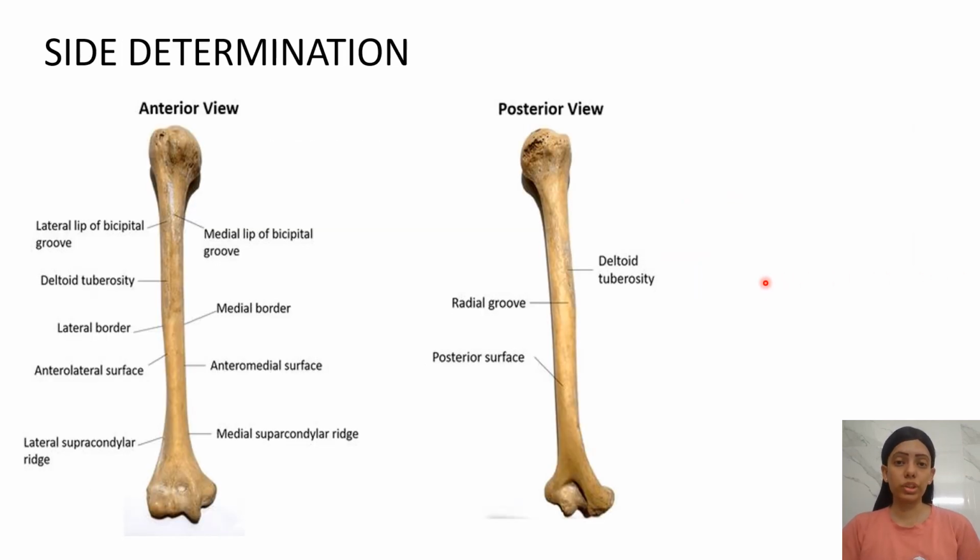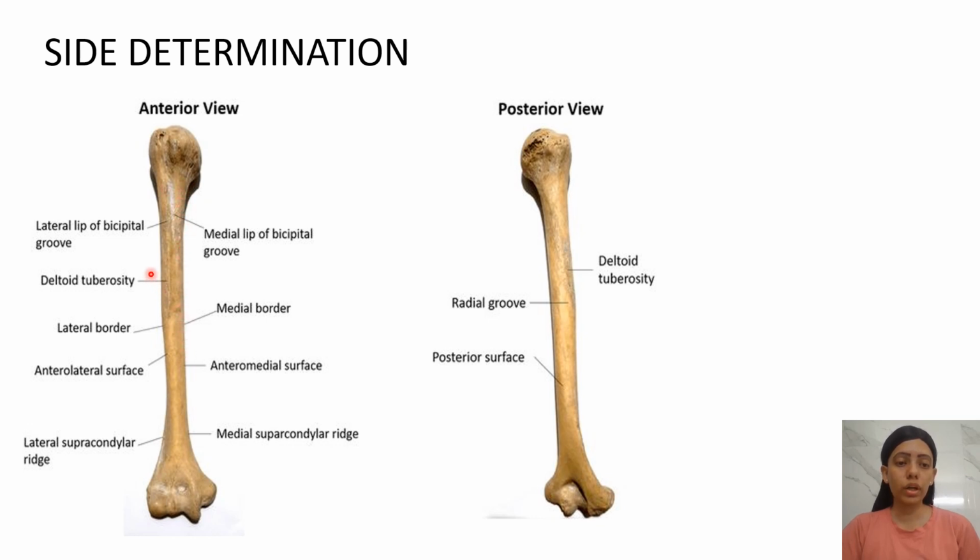Then side determination. You should identify whether the humerus is right or left sided, its upper and lower end, anterior and posterior view. This is the upper end, which is rounded to form the head. The lower end is expanded from side to side and flattened from before backward. The head is directed medially, upward and backward. There is greater tubercle and lesser tubercle. Then here is the bicipital groove. This is the lateral lip of bicipital groove, and here is the medial lip of bicipital groove.